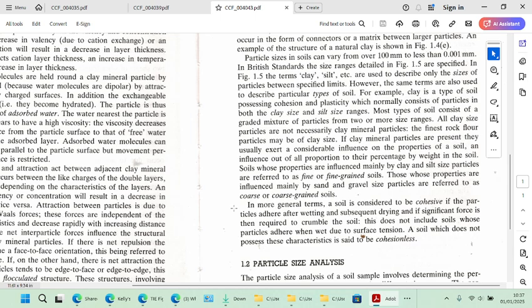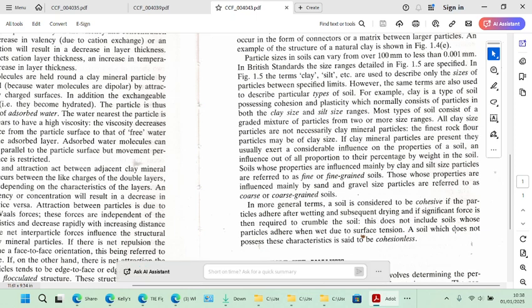It says, in more general terms, a soil is considered to be cohesive if the particles adhere after wetting and subsequent drying, and if significant force is then required to crumble the soil. This does not include soils whose particles adhere when wet due to surface tension. A soil which does not possess these characteristics is said to be cohesionless.